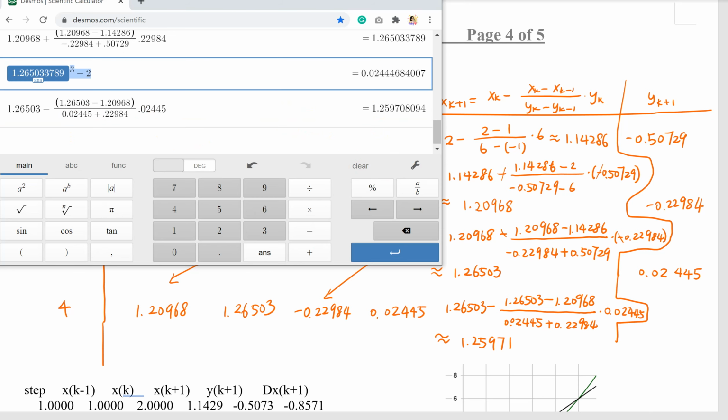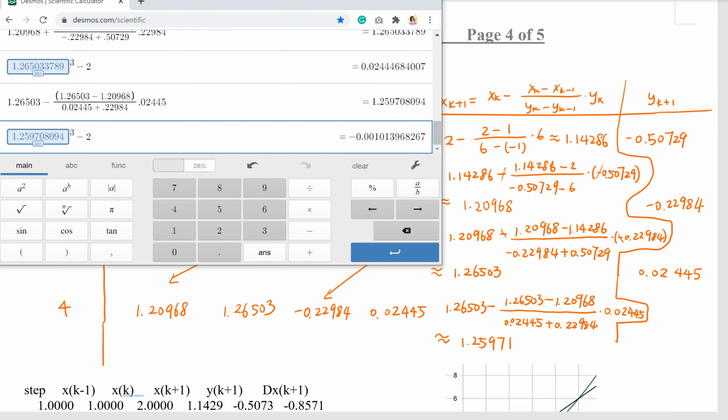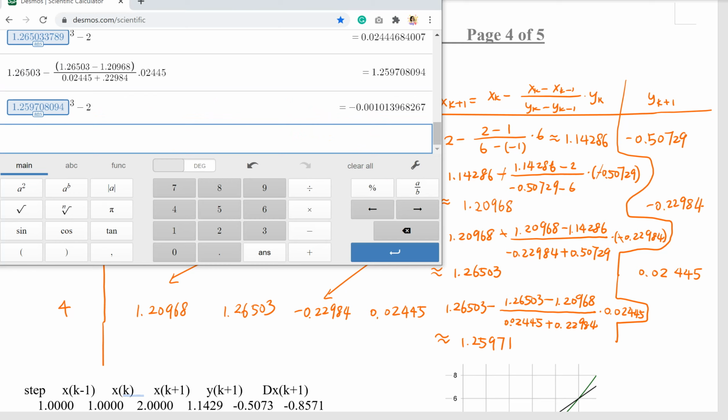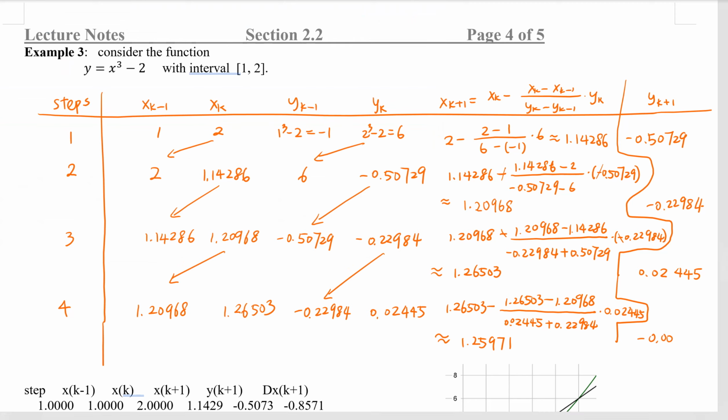So we can copy it here and paste here, enter. Oh, quite small. Negative 0.00101. Quite small. So far, so good, everybody. Okay, so what is our estimated 0? So estimated 0 is 1.25971. Okay, so this is the estimated 0 after 4 iterations.